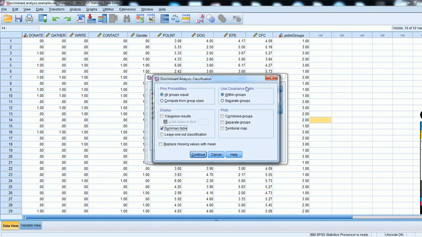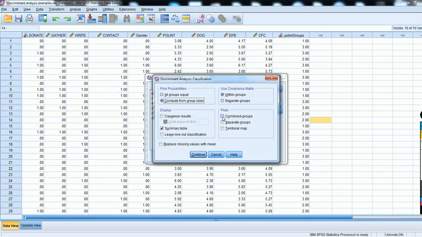So I'm going to ask for a summary table, and I'm going to also ask to compute from group sizes. I know that I had actually generated these groups in SPSS, but the group sizes are actually a little bit different. They're not exactly equivalent in size, and if they were, I would just leave all groups equal, but in this case I want to compute the prior probabilities based on the actual group sizes, which are not exactly equal.